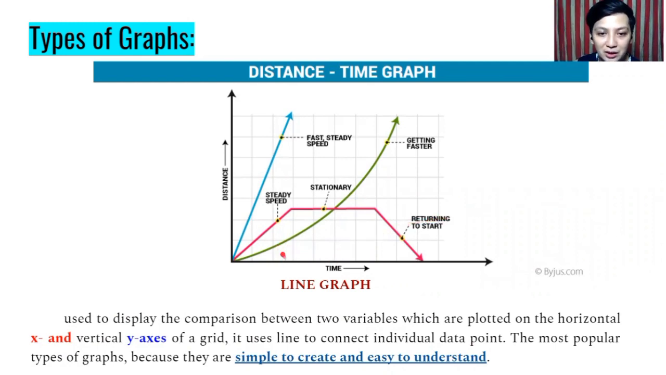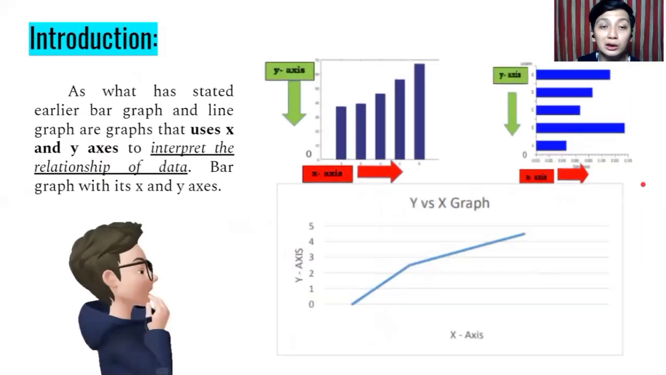Okay, so for example, this one. This is the point of intersection or data point. This one, this one, this one. Okay, you will learn that.